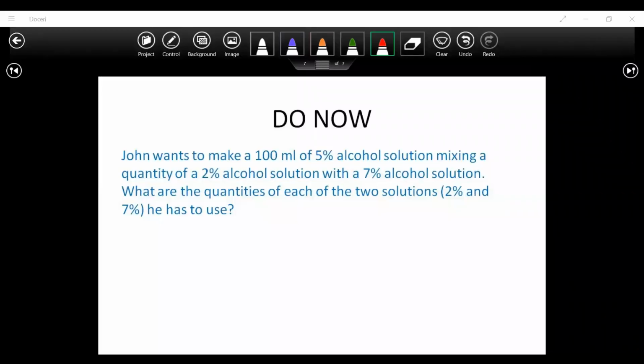So 100 milliliters of 5% alcohol solution, mixing a 2% alcohol solution with a 7% alcohol solution. We're looking to make 100 milliliters at 5%. So we want to be able to set this up.